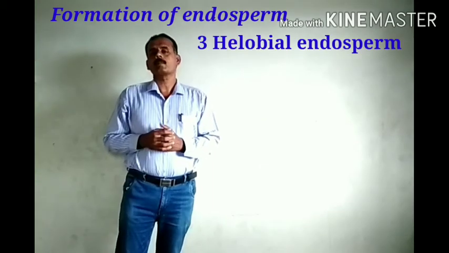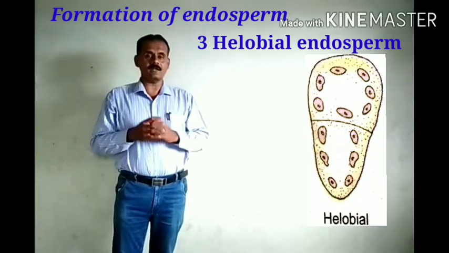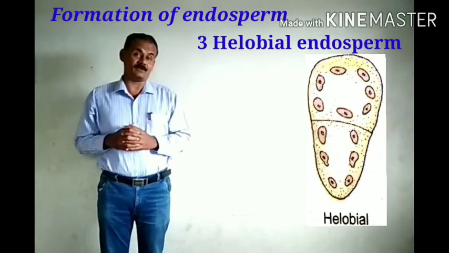The third one is called the helobial endosperm. Helobial endosperm formation is the hybrid of both nuclear and cellular endosperm formation.